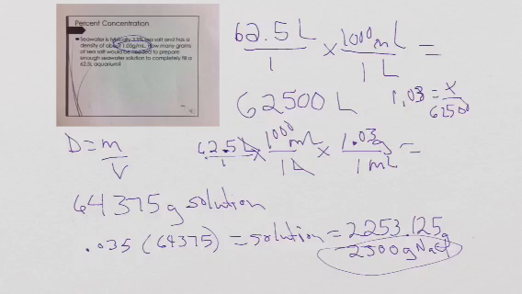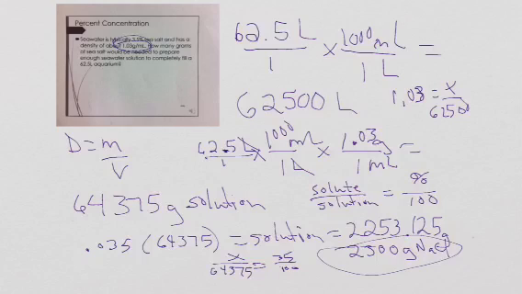Another way that you can set that up is how much of the solute in the total solution equals the percent over 100, and then just cross multiply. So I would have put 3.5 over 100 equals X over 64,375. You can do it that way too. It ends up being the same thing. So whatever works for you, this equation, or just saying, hey, I don't have to take 3.5%, that's fine. So 2,300 grams of salt.